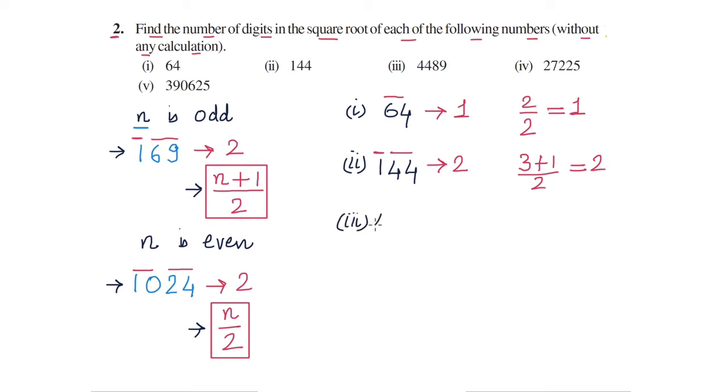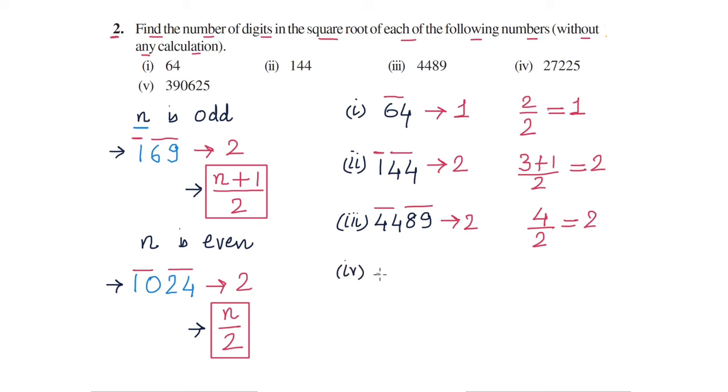Moving to the third part, we have 4489. Again putting the bars over the pairs starting from right to left, we have got 2 pairs. It means that 2 is the number of digits in the square root of this number. So let's check by the general form. It is even, so 4, that is the number of digits, over 2. Just count the number of digits, okay? So 4 over 2 we get 2. Clear?